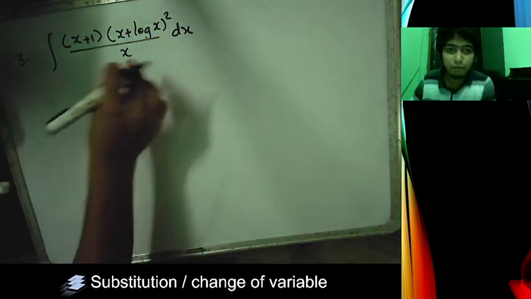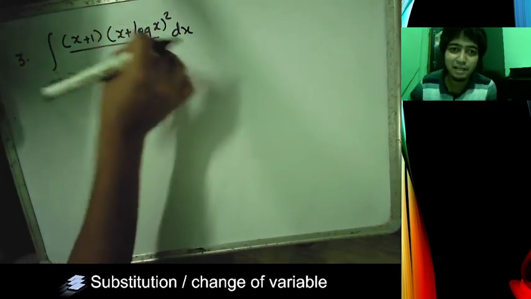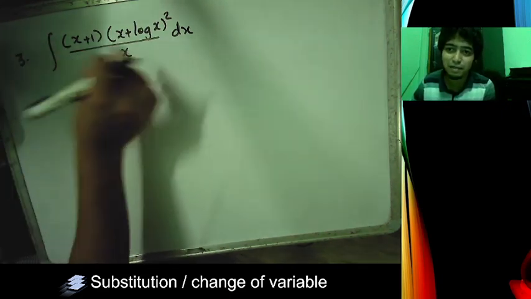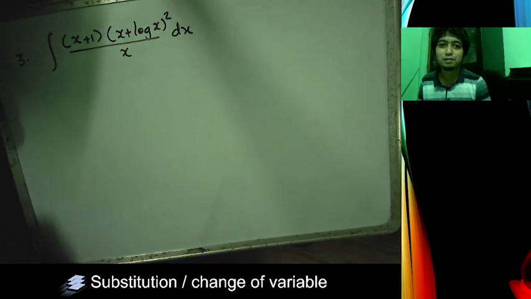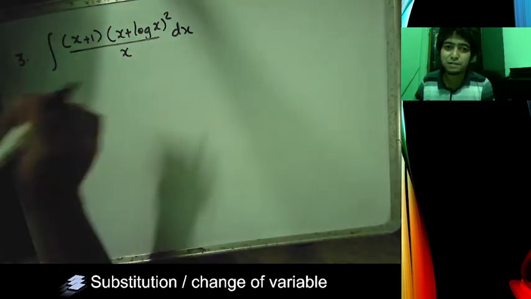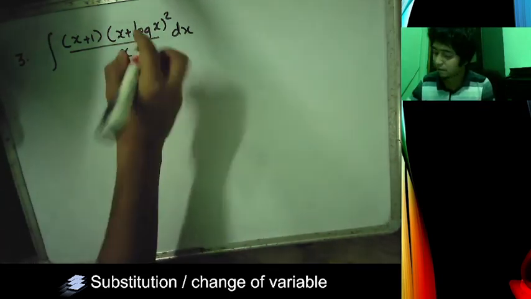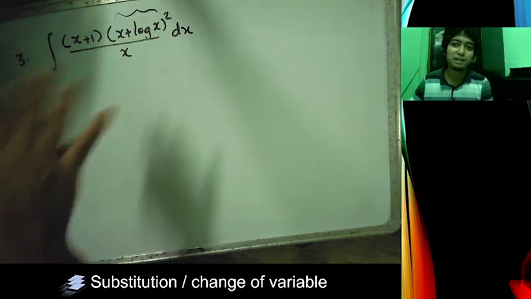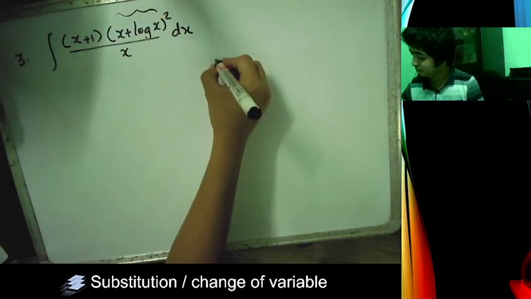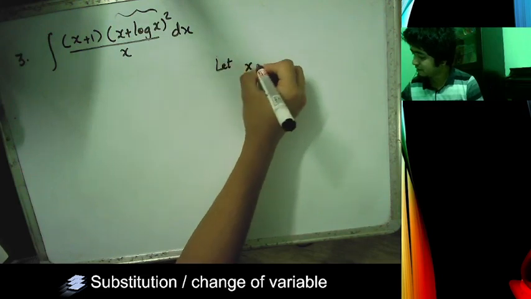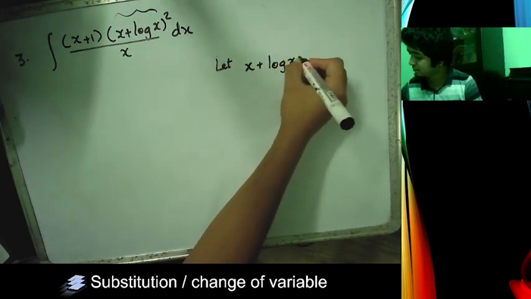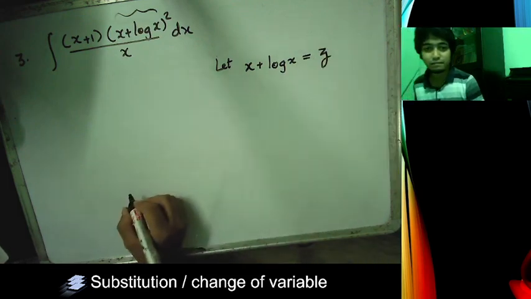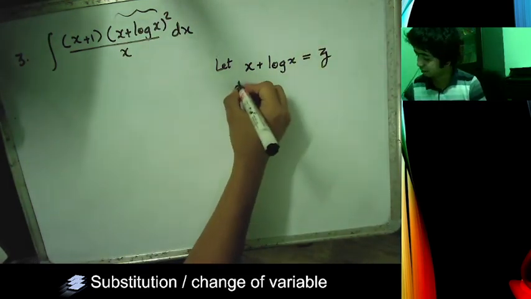Okay, so over here we are having a very complicated looking integral. We cannot use the basic formula directly over here. So what we will do, we will substitute the most difficult looking term. The most difficult looking term, of course, it is this one. So let us try to do that. Let x plus log x equal z. Differentiate both sides with respect to x.